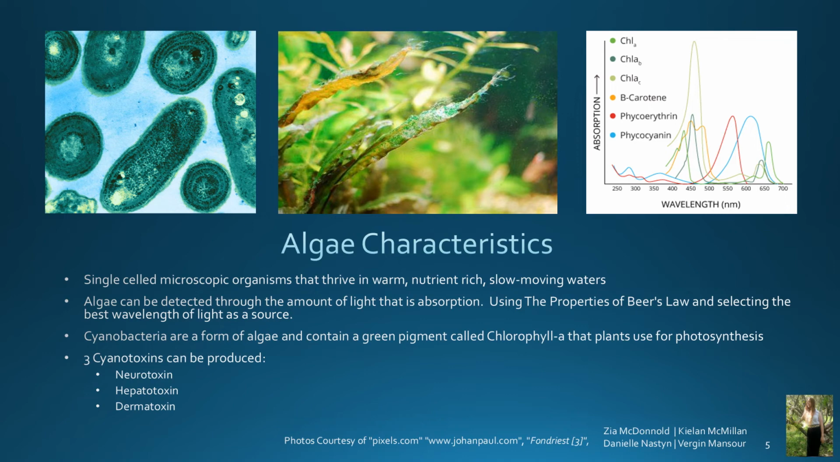Cyanobacteria are a form of algae that contain chlorophyll. If you look to the upper right corner, you will see a graph where you can see that chlorophyll A peaks at 450 nanometers, so we will select that as our source wavelength of light. Cyanobacteria can produce 3 different types of toxins: neurotoxins, hepatotoxins, and dermatoxins.